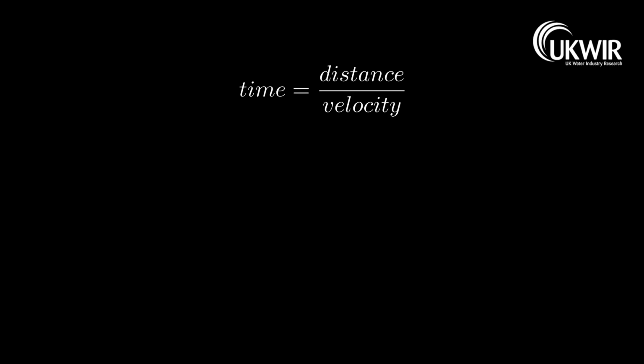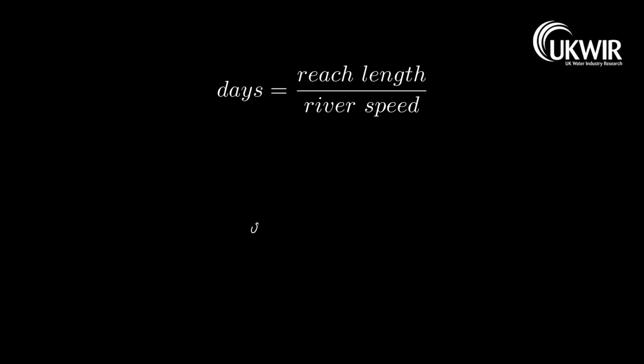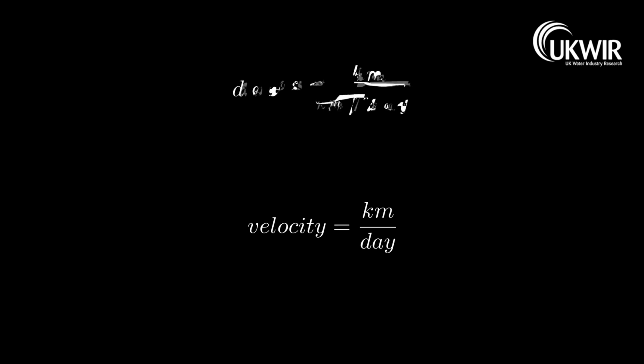In SIMCAT units, this means that days equal the reach length between those 2 points divided by the river speed. Now, velocity or river speed is kilometers per day. So the units in the main equation at the top say that days equals kilometers divided by kilometers per day. So the units for days or time are of course days.